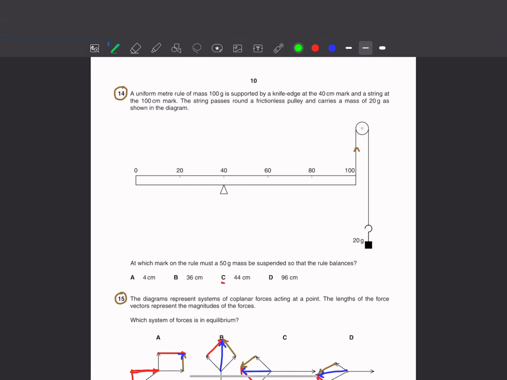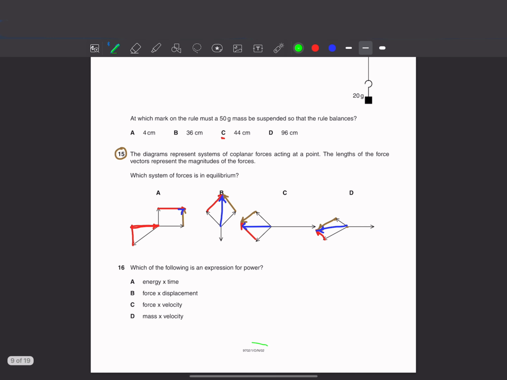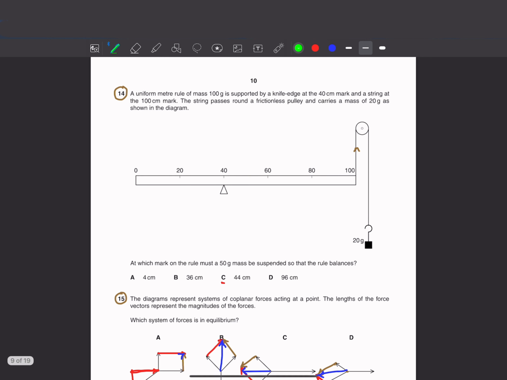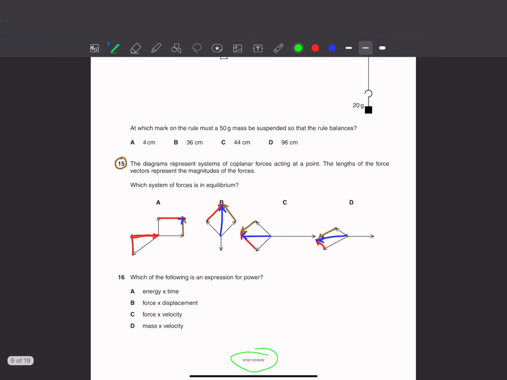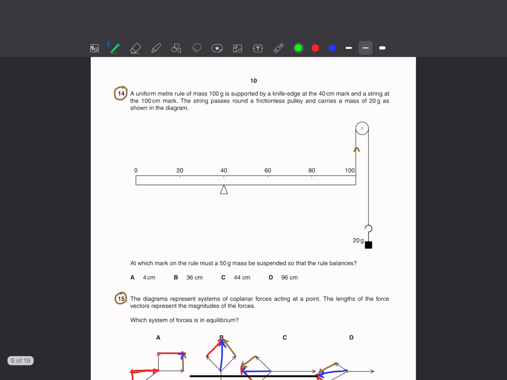Then we are going to the October November paper, and this is the October November 2. Here you have two questions. Of course, here you have question number 14 in our sequence, which we can say is question number 4.